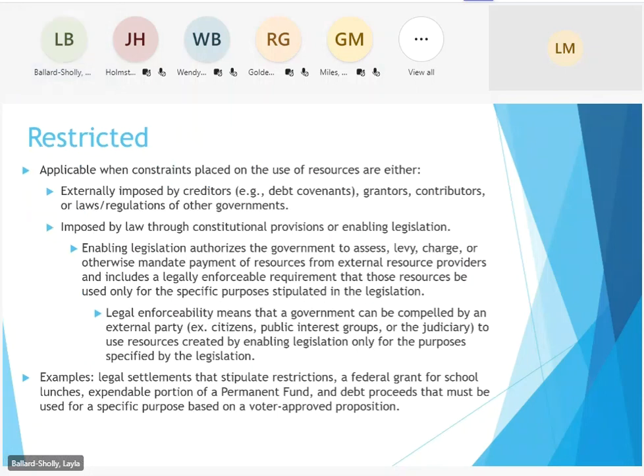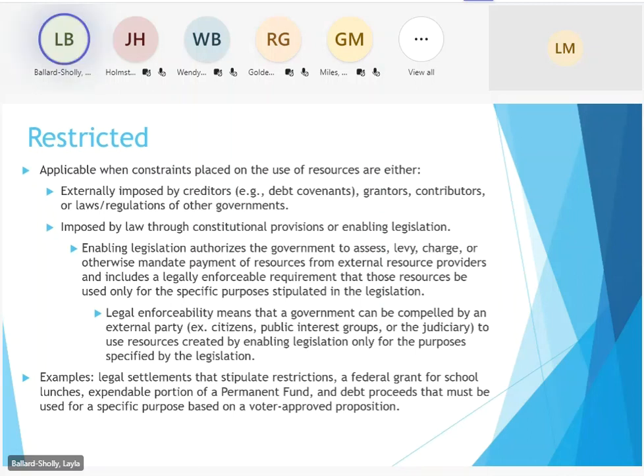Restricted applies when you have constraints placed on the use of resources. And this is either when you have constraints imposed by creditors, like in a debt covenant, or grantors, contributors, or laws, regulations of other governments. So externally imposed constraints. Can also be from law, from constitutional provisions, or enabling legislation.